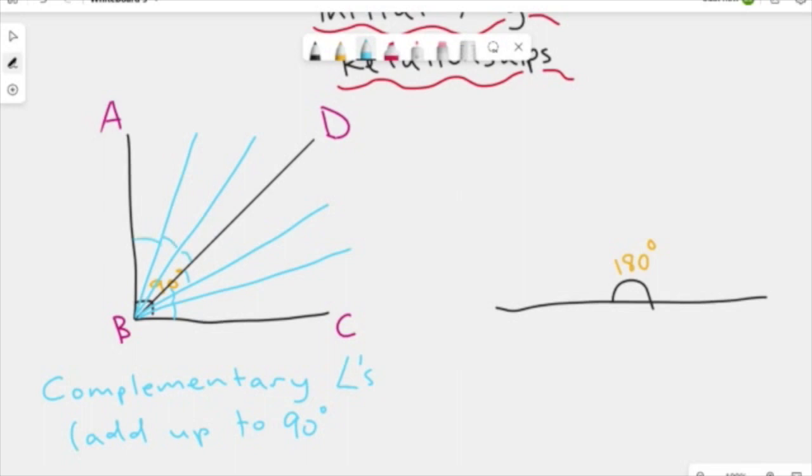But they all still make up this 90-degree space. They are always adding up to 90 degrees. And no matter how many we put, we will still see this relationship where they will add up to 90 degrees.